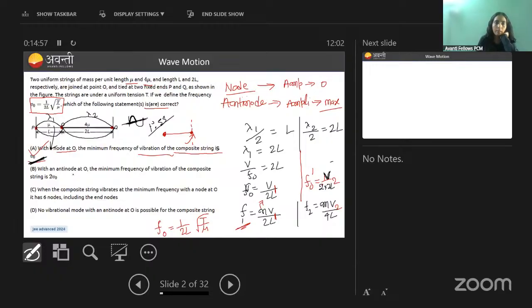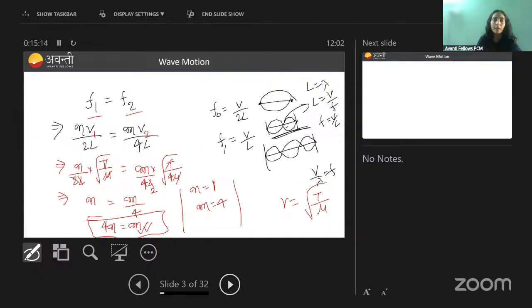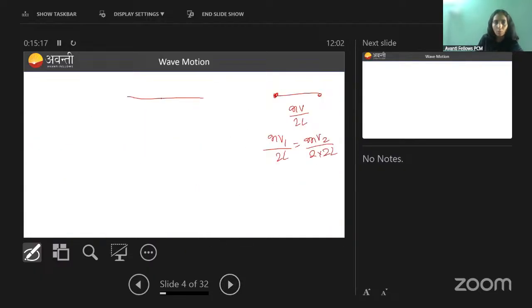Now if you look at option B, B is incorrect because of the anti-node at O. Option B is saying that with an anti-node at O, the minimum frequency of vibration of the composite string is this. Again, you can calculate what it will look like if you take an anti-node at O. So O is becoming a free end. So this is a free end. This is your fixed end and this is also fixed. So for the first string, the fundamental will look like this, and for the second string, again, the fundamental will look like this, because at the open end the amplitude will be maximum.